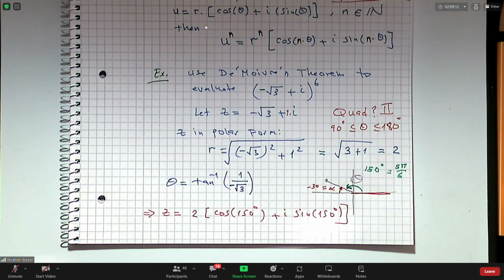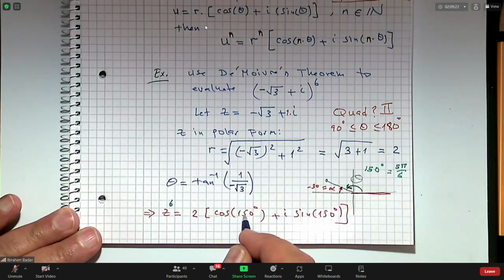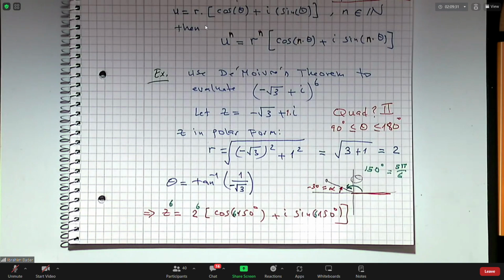So what we are going to do here is evaluate z to the power 6. According to De Moivre's rule, I'm going to multiply the angle by 6, and the modulus is to the power 6. We are done actually. 2 to the power 6 is 2 times 2 times 2 times 2 times 2 times 2. Informatics students must know it. 64, yeah, 64.